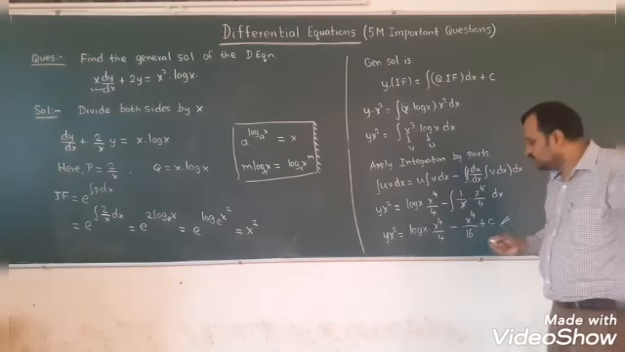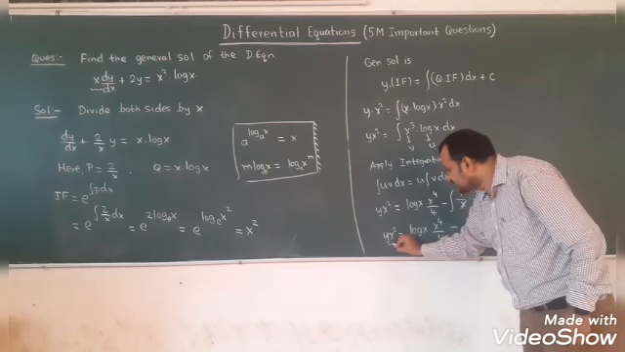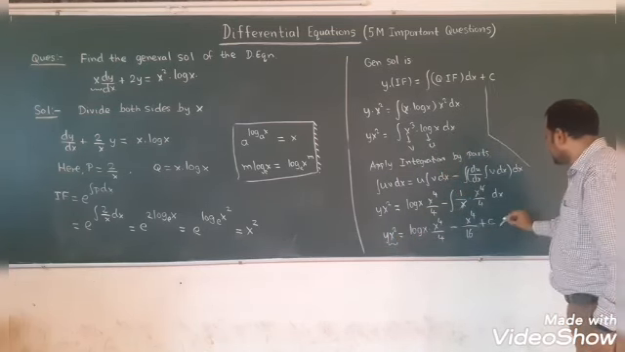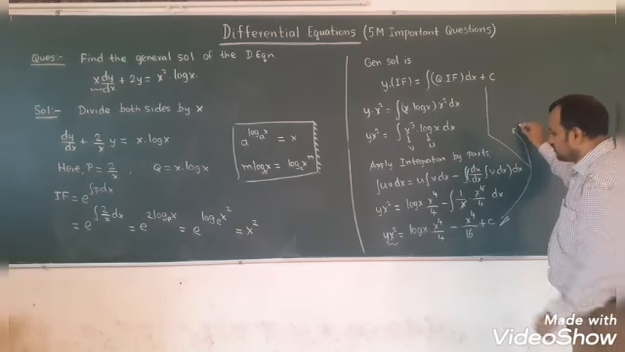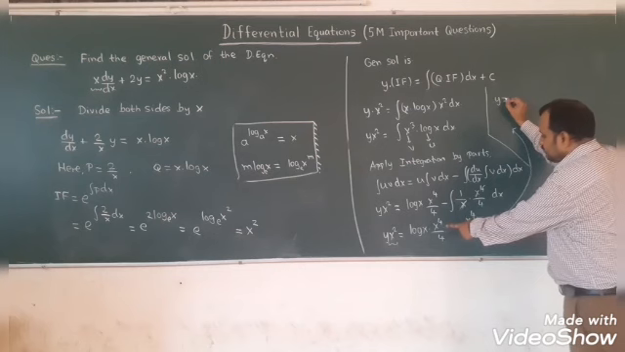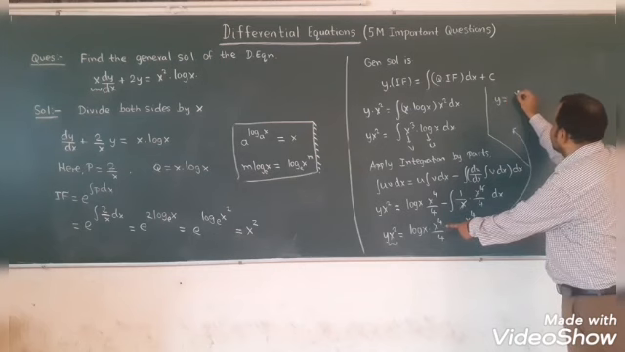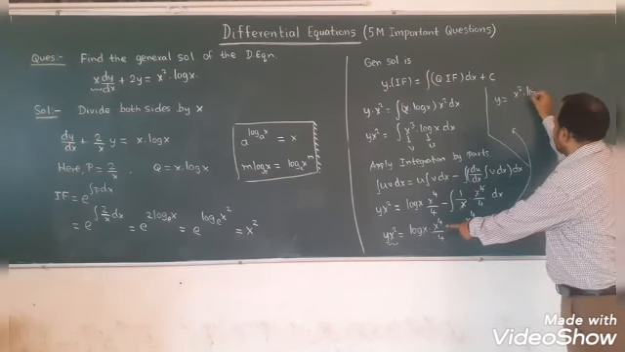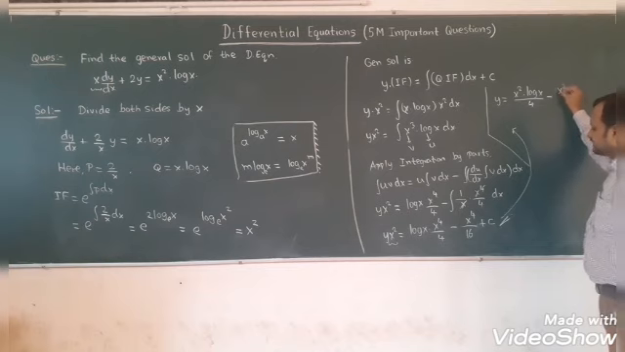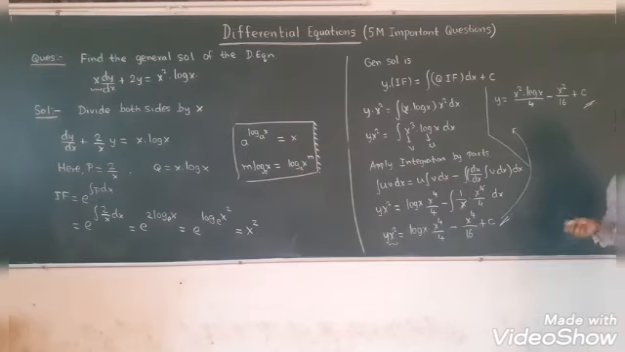One more step you can add: divide both sides by x square. So what you will get? y is equal to, when you divide both sides by x square, x square into log x by 4 minus x square divided by 16 plus c. So this is the required answer.